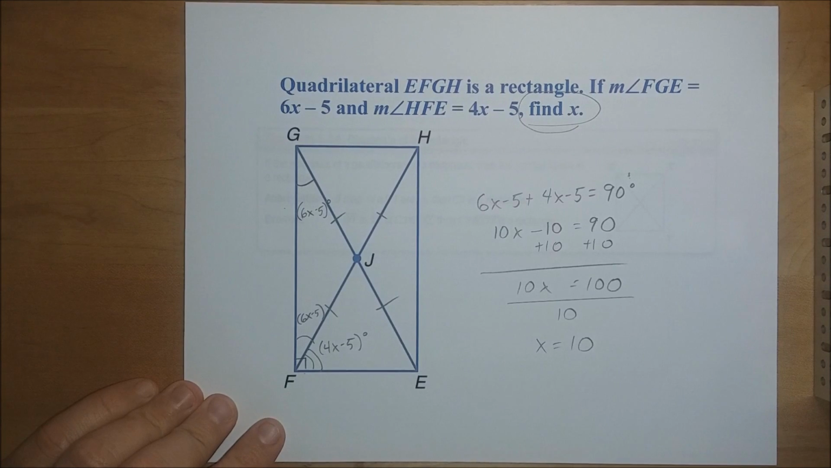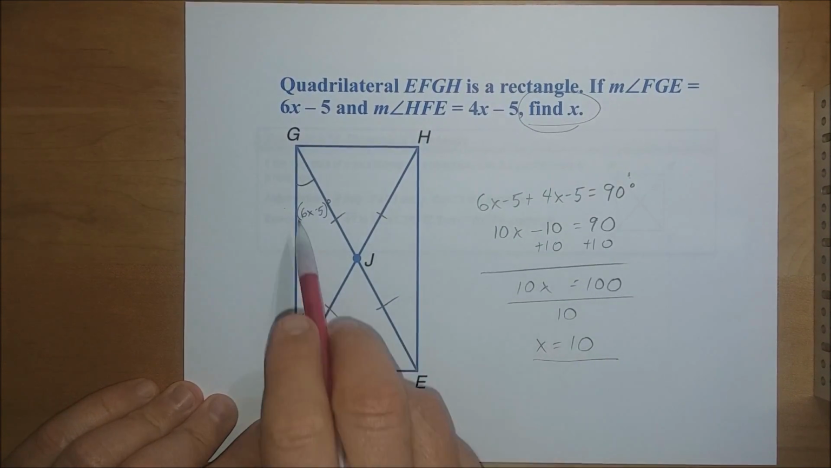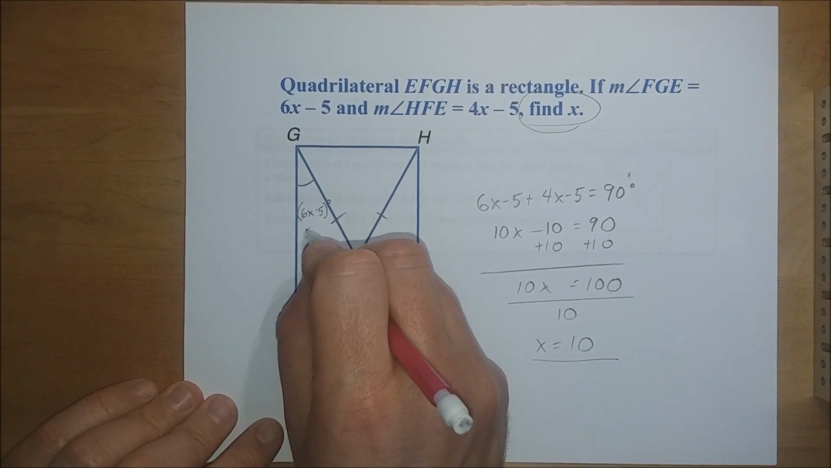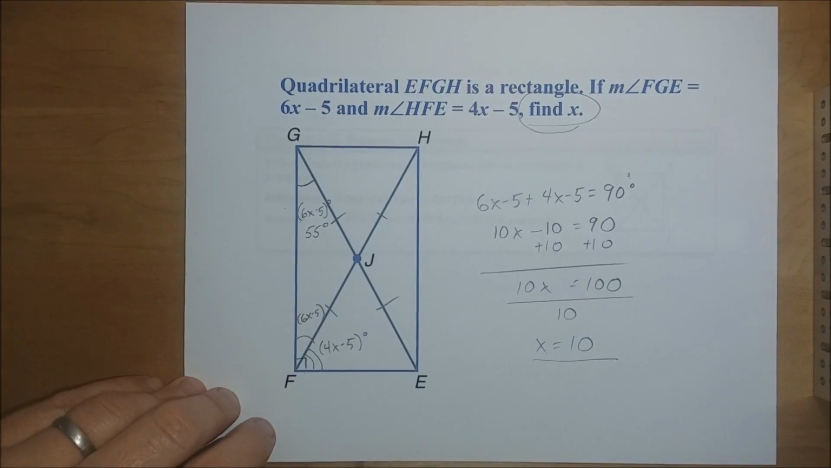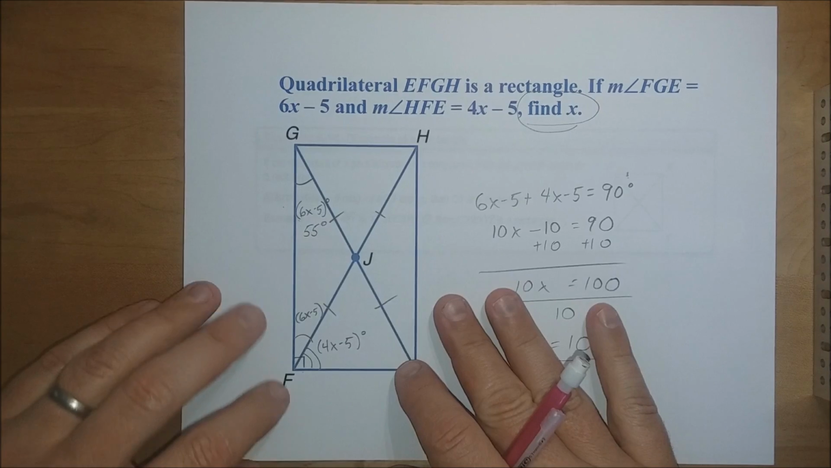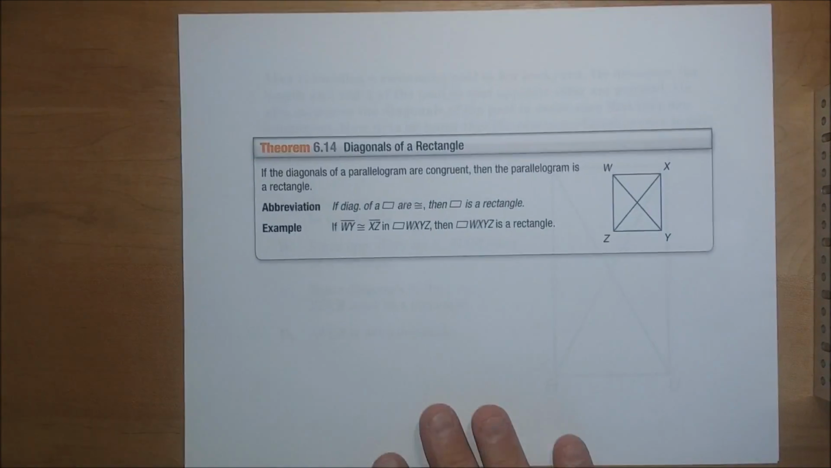Now, if you wanted to know the measure of this angle FGE, could we figure that out? Well, we can plug x back in. 6 times 10 is 60 minus 5 is 55 degrees. Okay. All right, next idea.